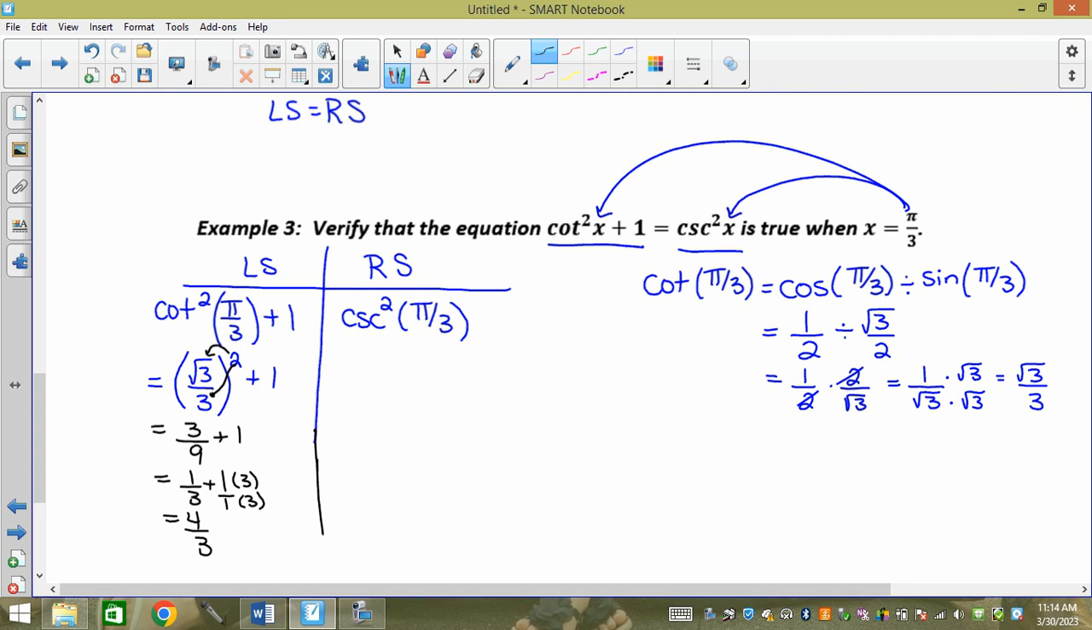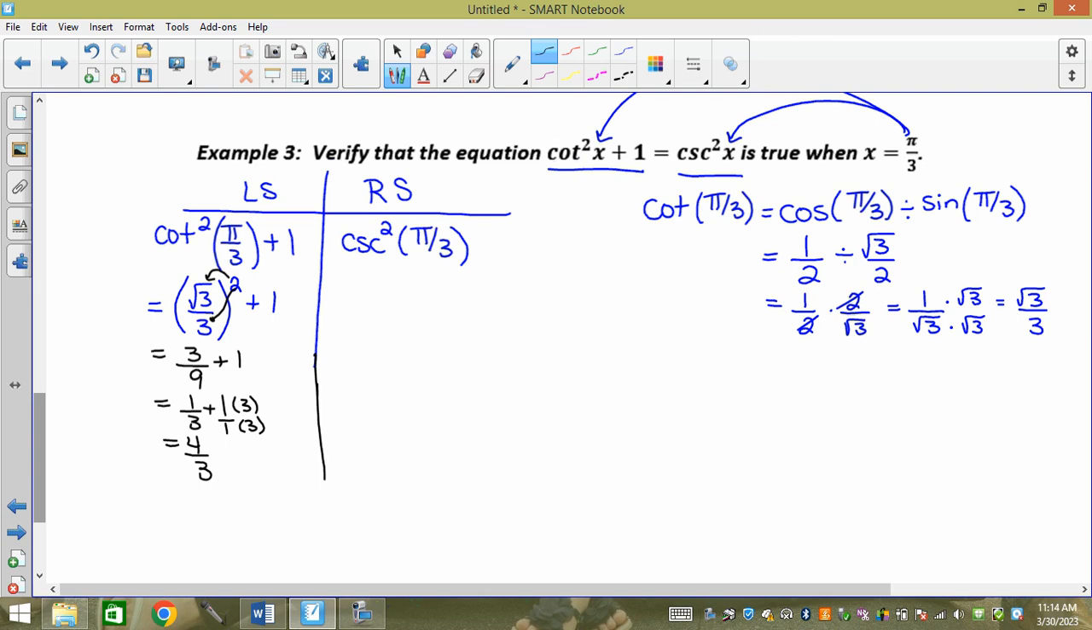Now we're hoping when we go to do the right side, we get 4 over 3. Right? That's our ultimate goal. So off to the side, I first have to find what? Cosecant of pi over 3. Cosecant is what flipped? Is the reciprocal of what? Sine, right? Cosecant is the reciprocal of sine. Reciprocal means flipped. So what is sine at pi over 3? So what's cosecant of pi over 3?